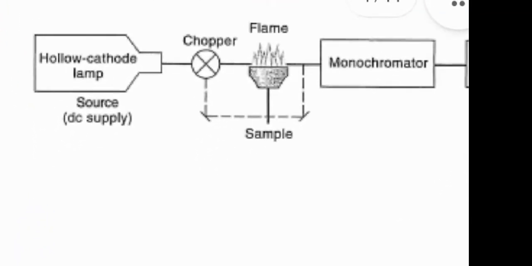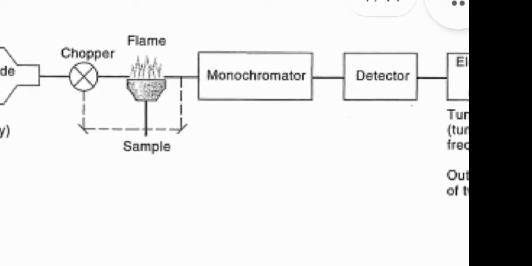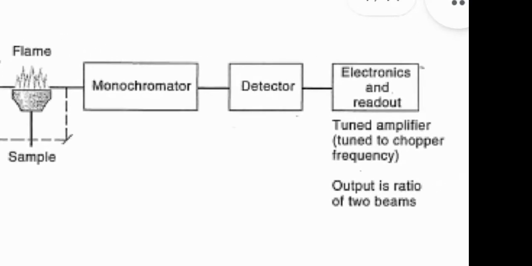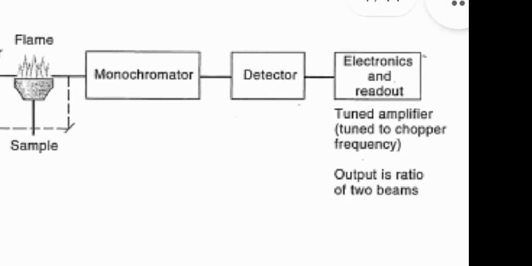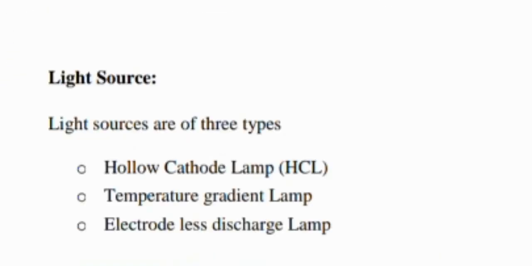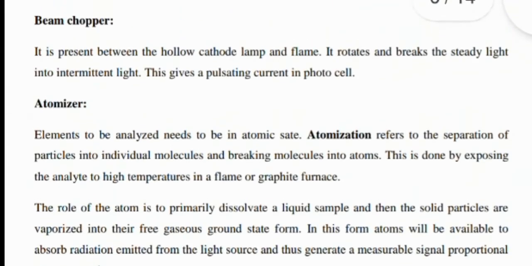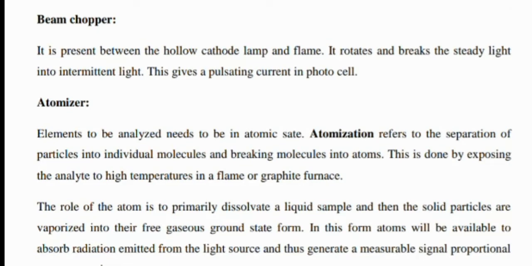First one, the hollow cathode lamp, goes to the chopper, then the flame which contains your sample, then the monochromator, which goes to the detector, detect electronics and the readout devices. Your light source further contains three types: hollow cathode lamp, temperature gradient lamp, and electrodeless discharge lamp. Now another one is the beam chopper. It is present between the hollow cathode lamp and the flame, and it rotates and breaks the steady light into intermittent light, and this gives the pulsating current into the photocells.